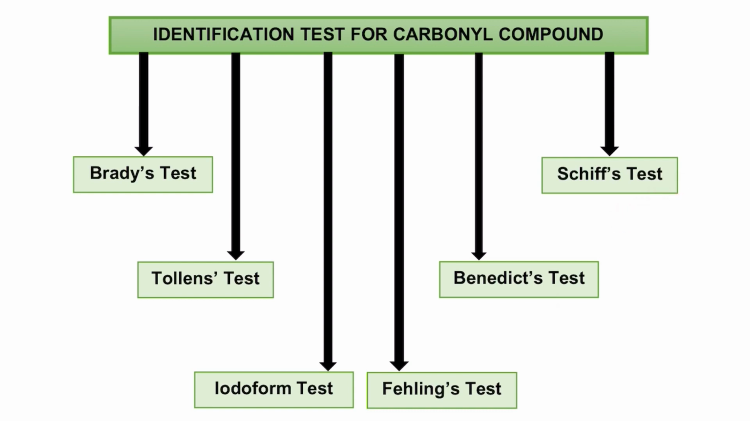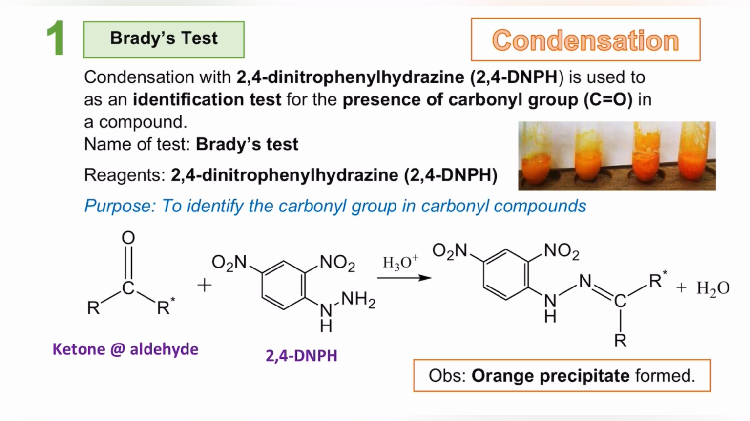For all of these, you have to know the name of the test, and write and spell the name of the test correctly. After that, you should know how to write the equation for positive and negative results. And last but not least, what is the observation for positive and negative results? Let's focus on Brady's Test first.